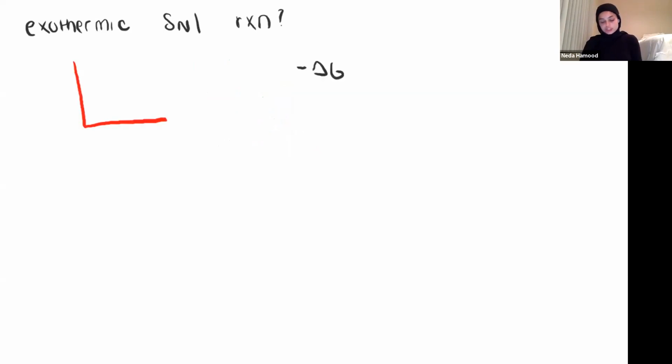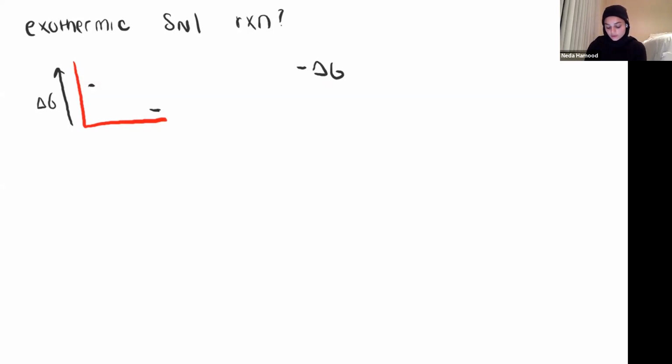It says draw an energy diagram for an exothermic SN1 reaction. So obviously there would be options like A, B, C, and D. But we know that with an exothermic reaction, we're going to have a negative delta G. Delta G doesn't change whether you add a catalyst or not, but pretty much over here, energy is increasing. At the end, our products are going to be down here so that we know that we're releasing energy.